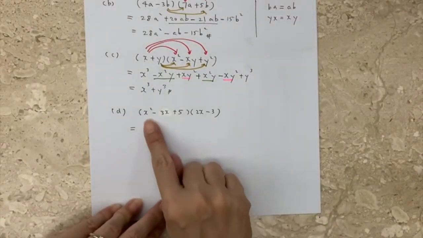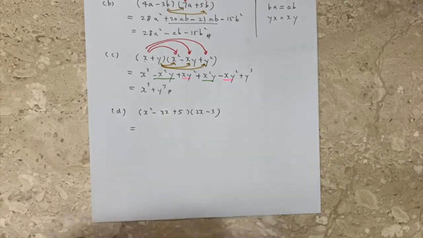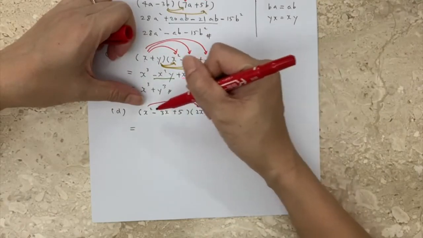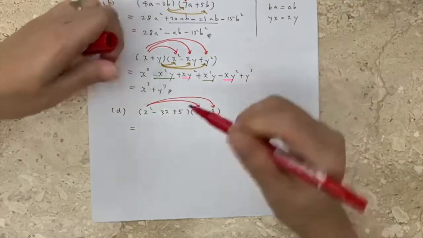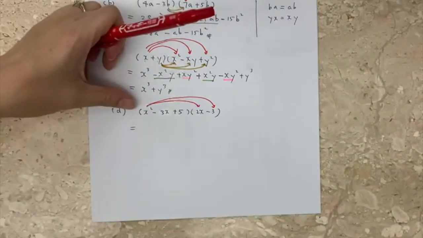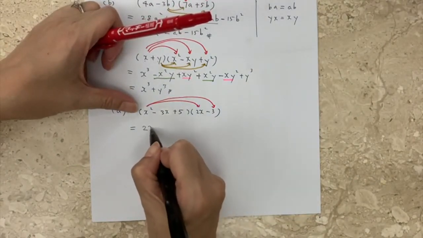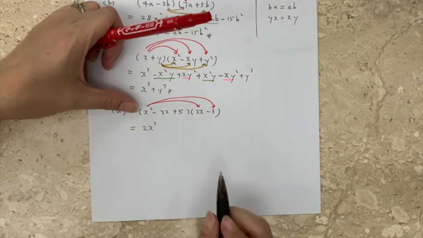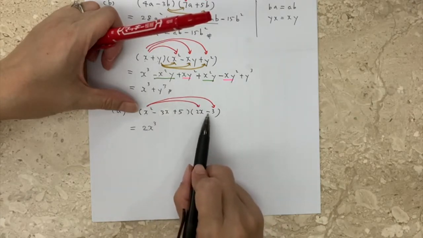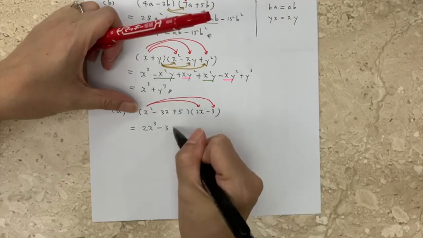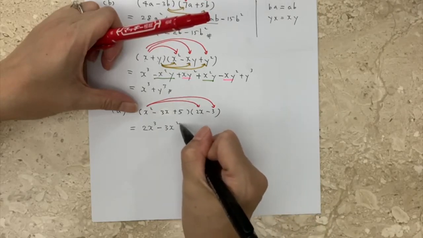Okay, so next one. This is the polynomial with three terms and then two terms here. We just do it step by step. So I have this x squared times this, x squared times minus 3. So this is x squared times 2x, so that is 2x to the power 3. And then x squared times minus 3, so the whole thing becomes minus 3x squared.